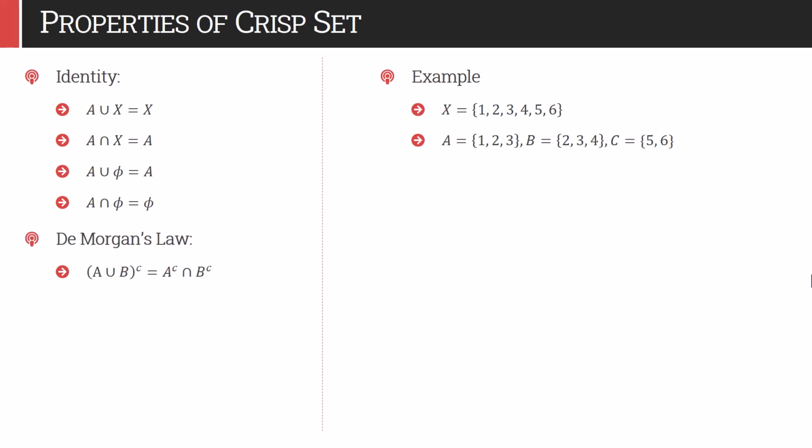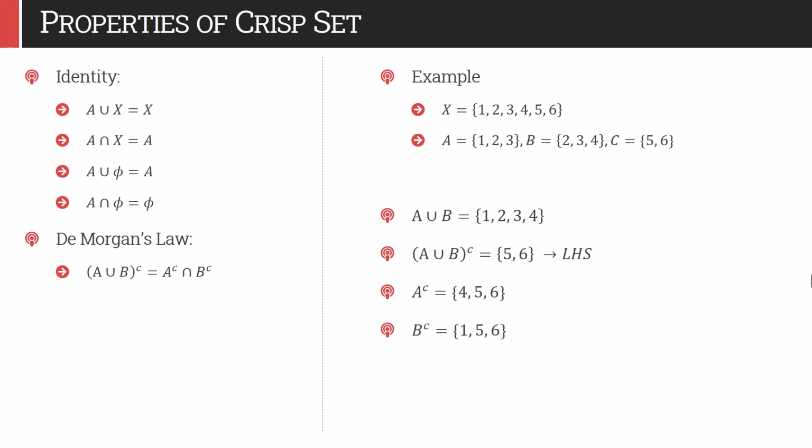De Morgan's law we have already talked about in a previous video, but let me recap it. (A union B) complement is the same as A complement intersection B complement. So A union B would be 1, 2, 3, 4 and the complement of that would be 5, 6. Let us compute the right hand side. A complement is 4, 5, 6. B complement is 1, 5, 6 and the intersection of both is 5, 6. So that says that LHS is equal to RHS.